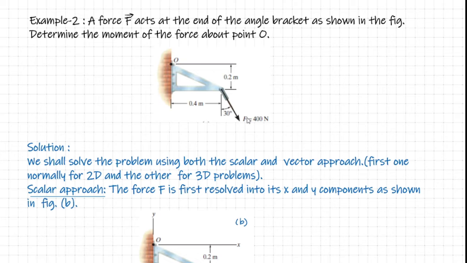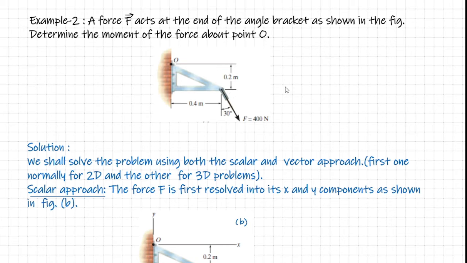Now you know that the force F is inclined. So we may have to do some trigonometric calculations in order to find the perpendicular distance of the line of action of F from the point O. Instead, we can make our calculations much simpler by resolving the force F into two components.